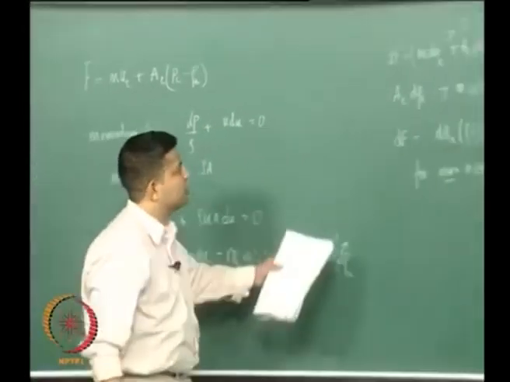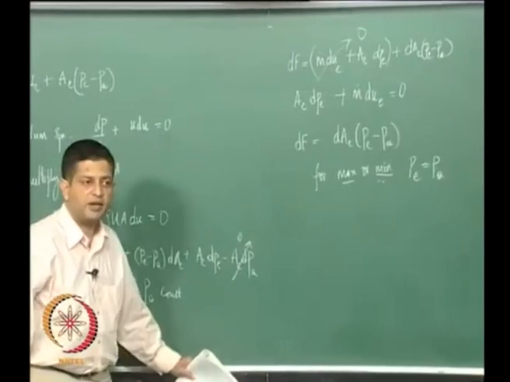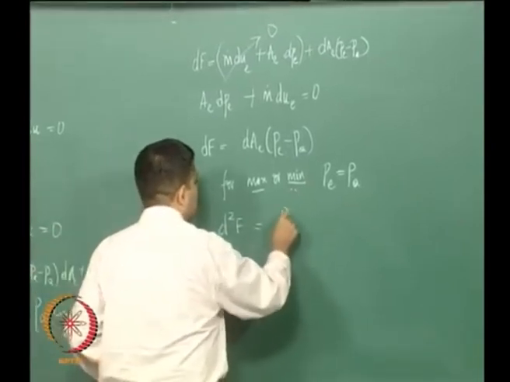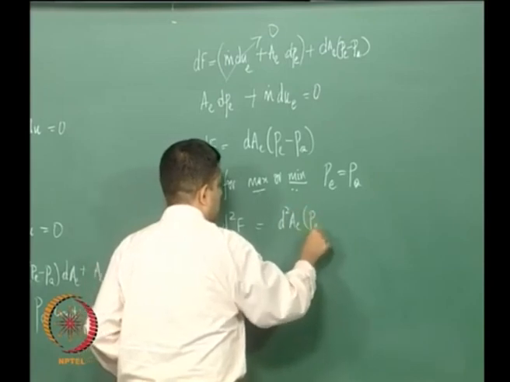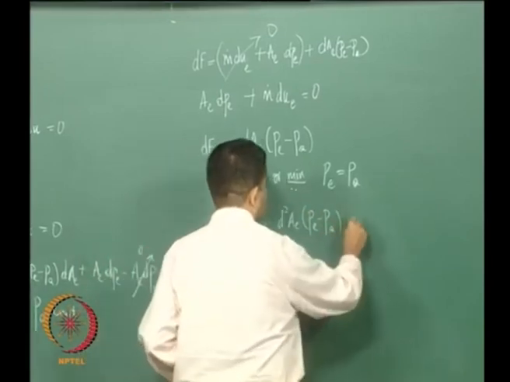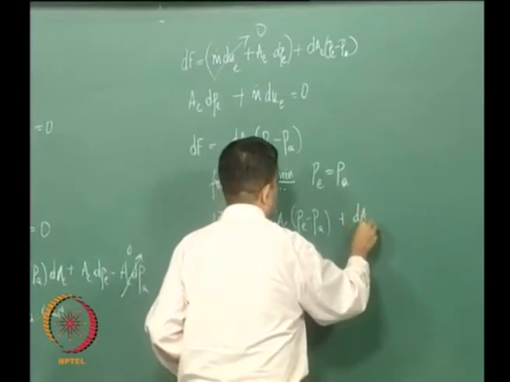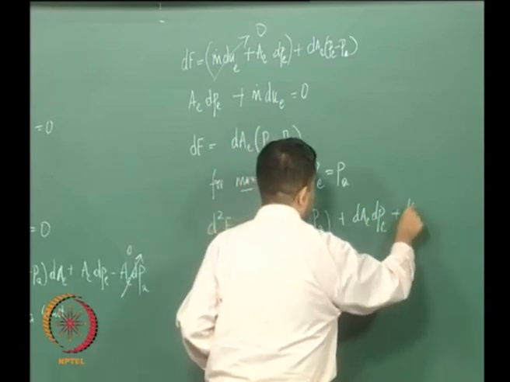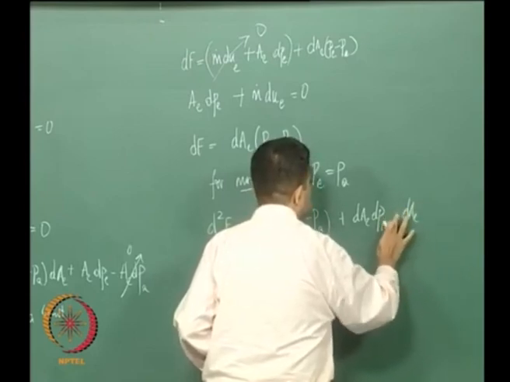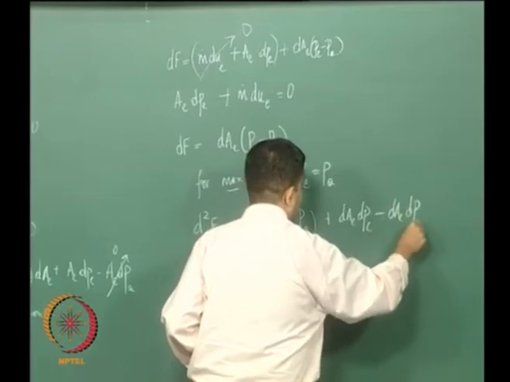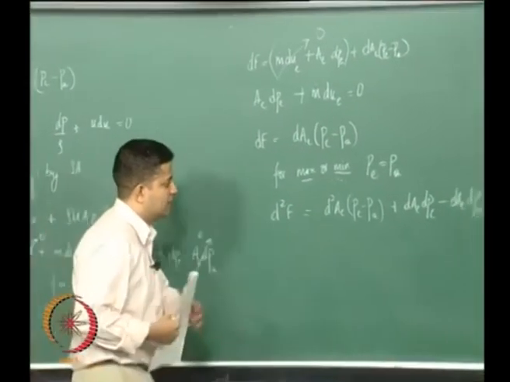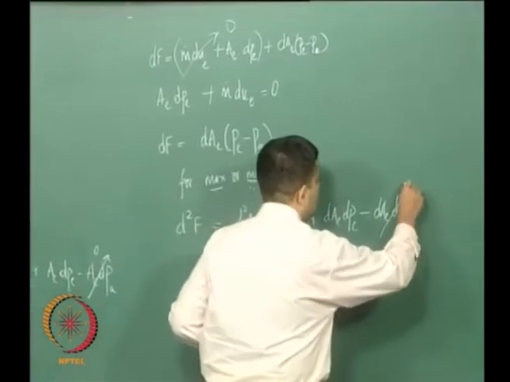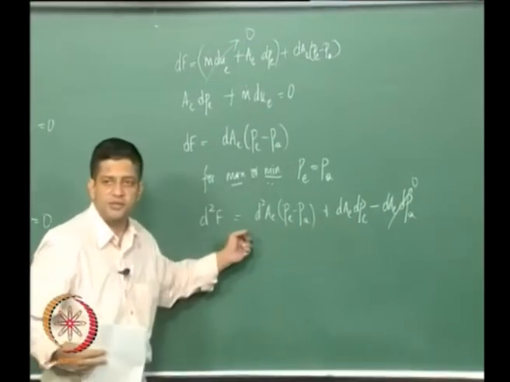So, df goes to 0. Now, let us look at what happens to the second derivative, right. So, we will take d square f is equal to... we had already said that PA is constant and therefore this term goes to 0. So, we will be left with only 2 terms, right.